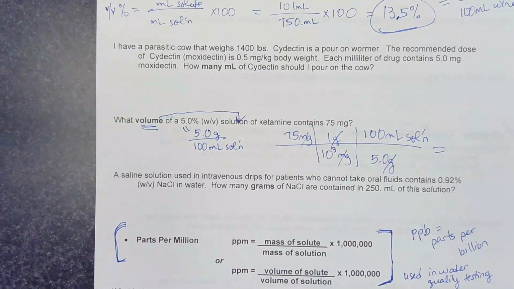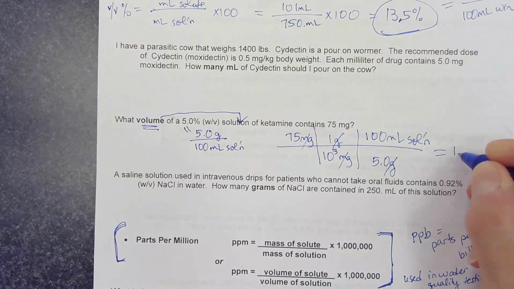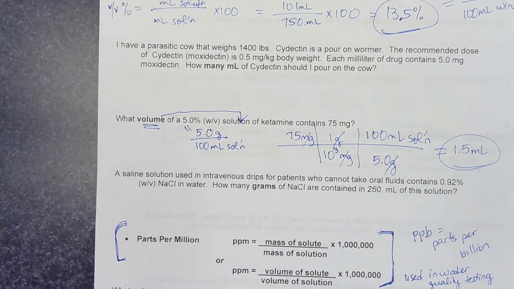Run your numbers. And what do you get? 1.5 what? Milliliters. So how much ketamine do you need to give the patient? 1.5 milliliters. Okay? Practice these and look over these extra practice problems, and I will see you on Tuesday.